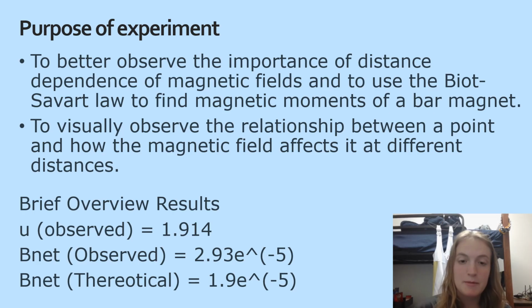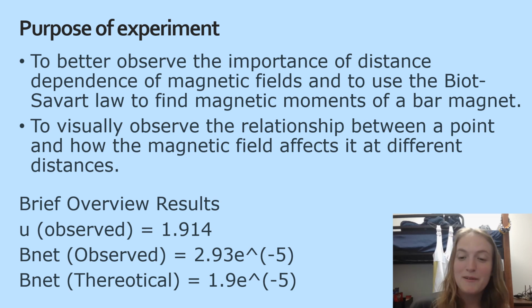So the purpose of this experiment is to observe how important it is to have an object close or far away from a magnetic field and how that affects the magnetic field's influence on the object. To calculate that, we're going to use the Biot-Savart law to find the magnetic moments of the bar magnet, and to visually observe the relationship between a point and how the magnetic field affects it at different distances.